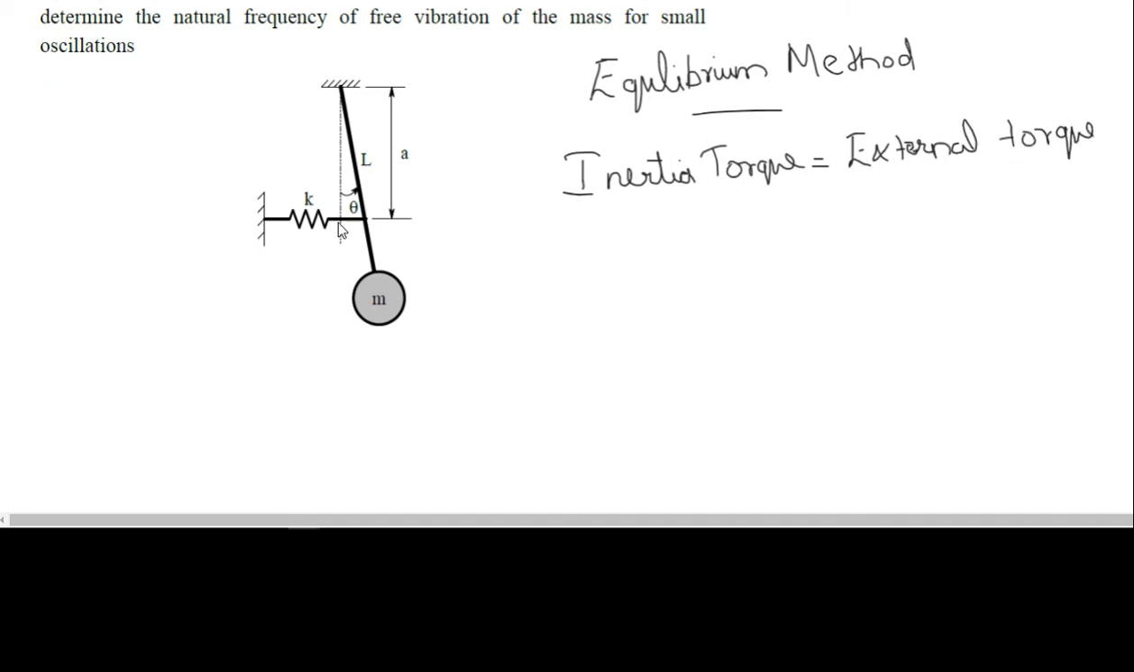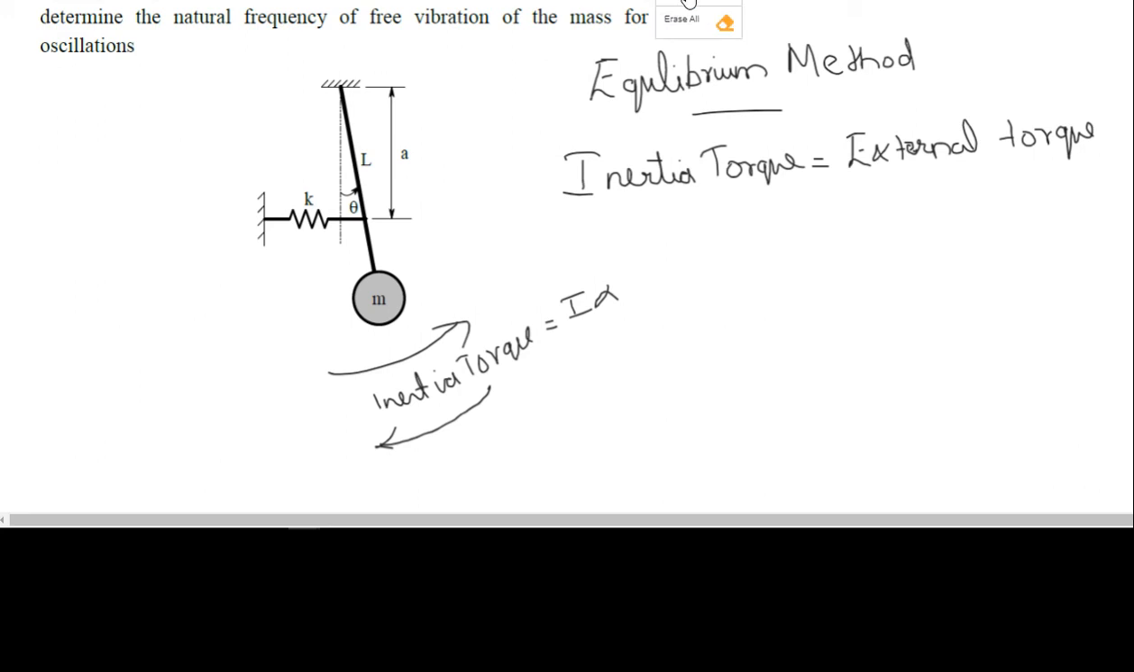So we know for the pendulum to oscillate with theta in this direction, there will be an inertial torque in this direction, that will be equal to I times alpha. That is nothing but F is equal to ma, where m is equivalent to moment of inertia in rotational motion, and alpha is equivalent to acceleration. And there will be a resisting torque or external torque acting in this direction, which tends to keep the pendulum in the mean position.